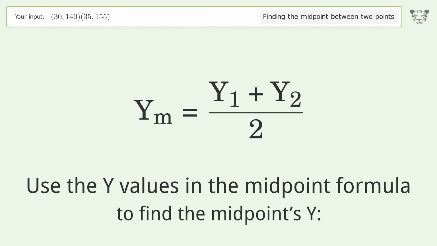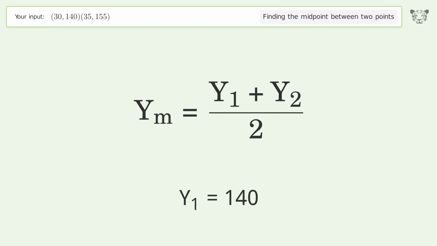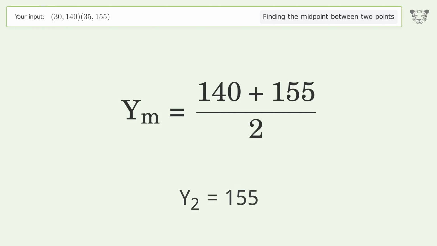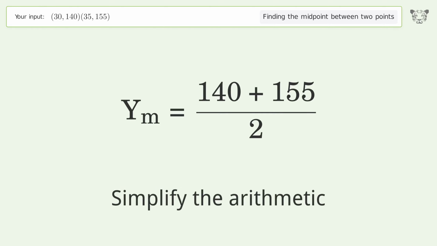Use the y values in the midpoint formula to find the midpoints y. y1 equals 140. y2 equals 155. Simplify the arithmetic.